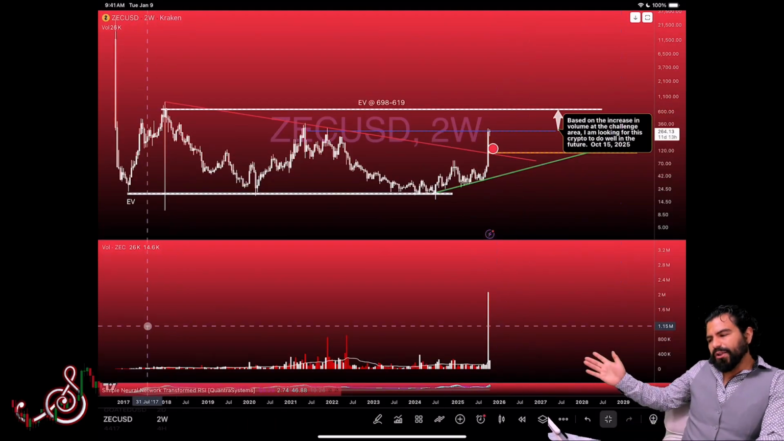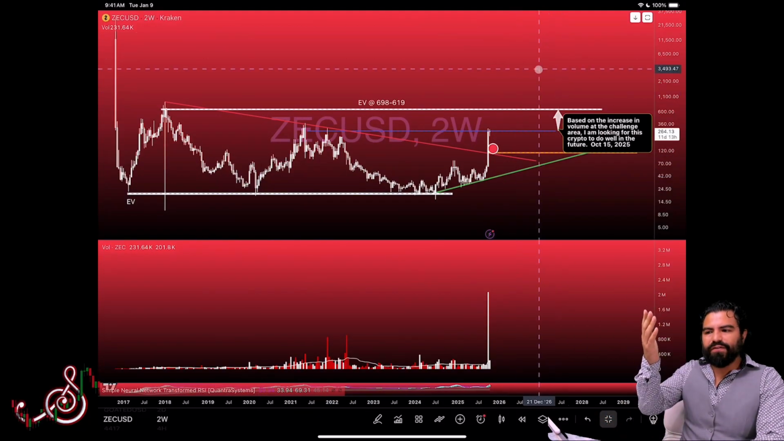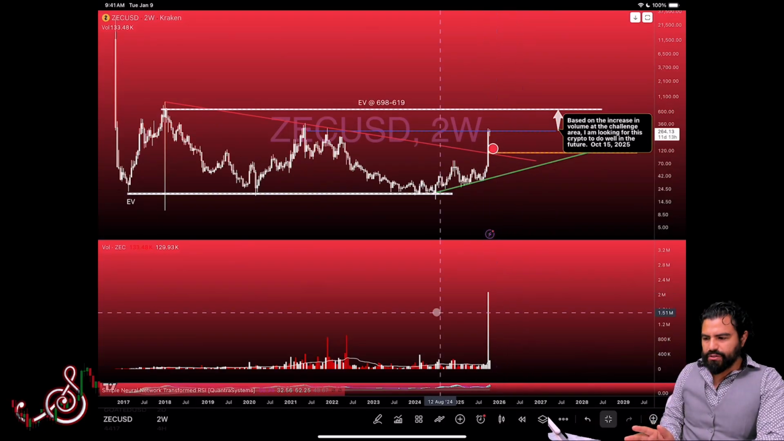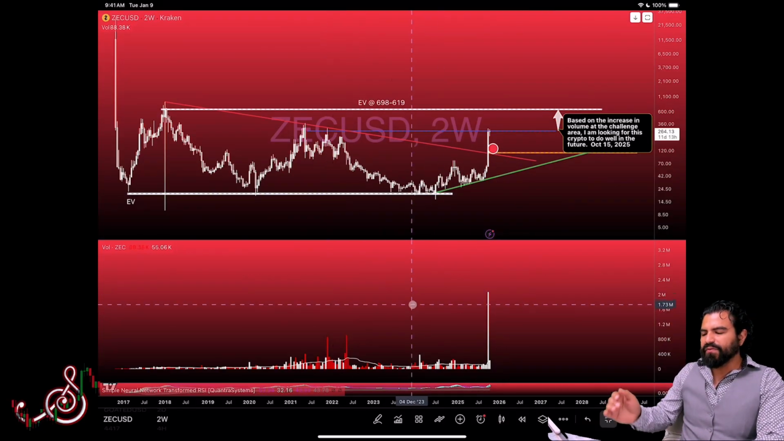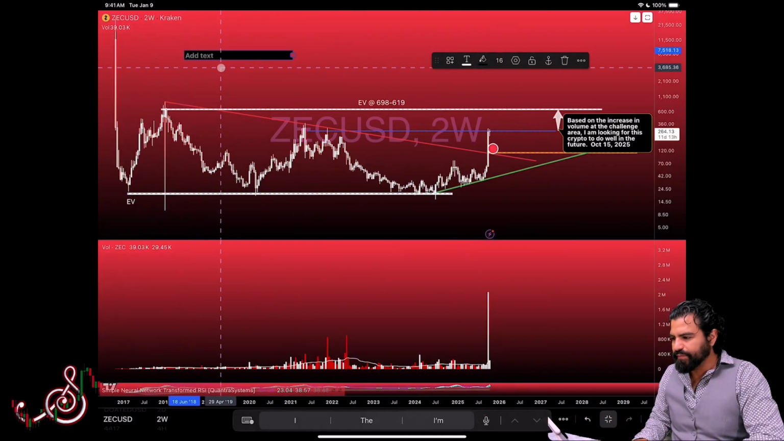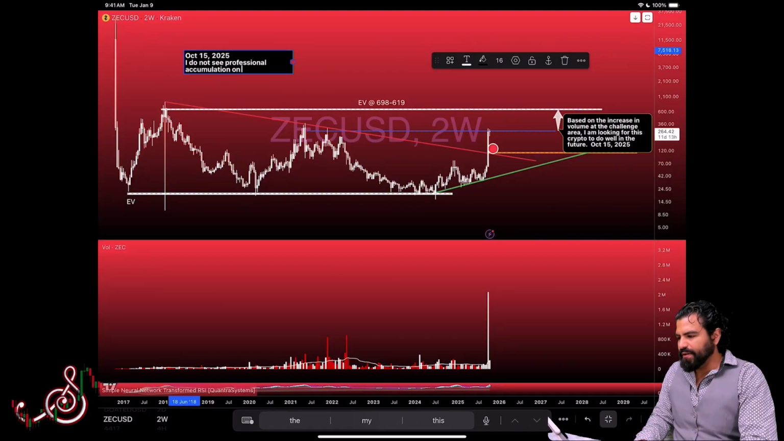I don't see large money coming in on the down bar. So I'm not looking for this to do anything in the future this high right now without professional accumulation. I don't see professional accumulation on this chart. So you guys, I'm just going to put this in my notes here. October 15th, 2025. I do not see professional accumulation. And I looked at the volume on the exchanges for this crypto.